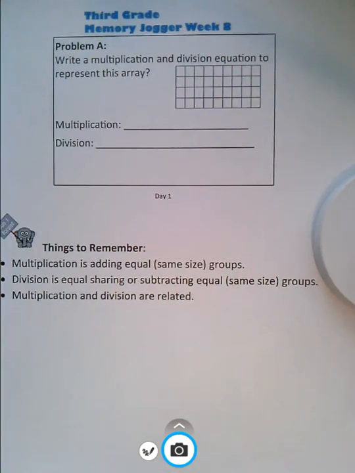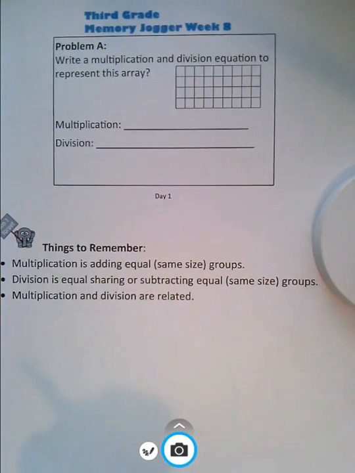Let's take a look at week 8, day 1, problem A. Write a multiplication and division equation to represent this array. We have a couple things we need to remember. Multiplication is adding equal or same size groups, and division is sharing equally or subtracting equal groups. Multiplication and division are related.